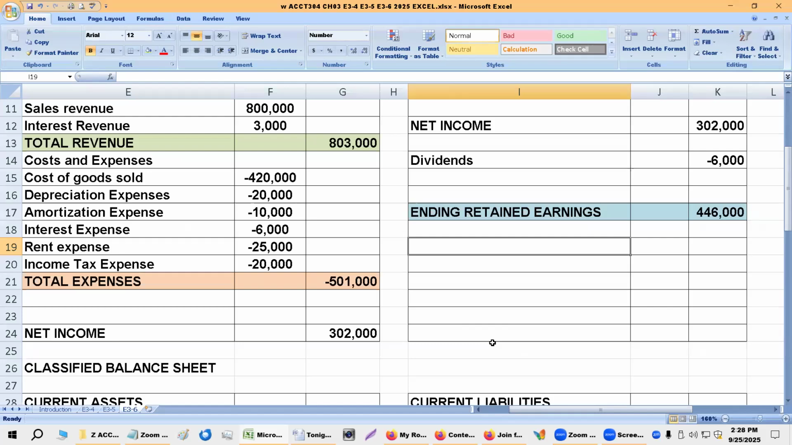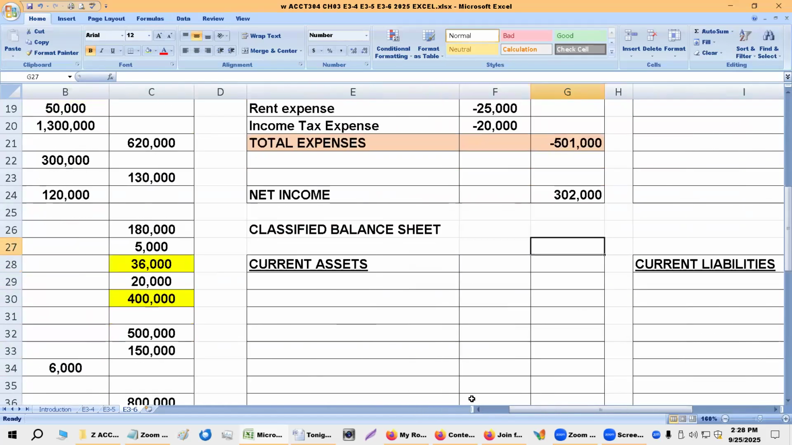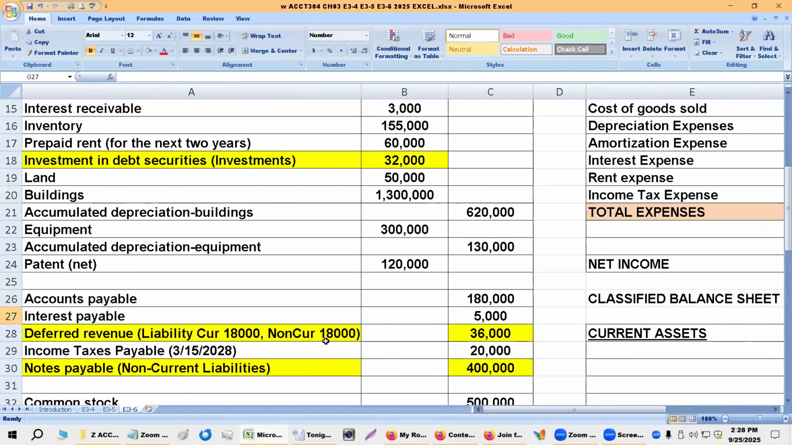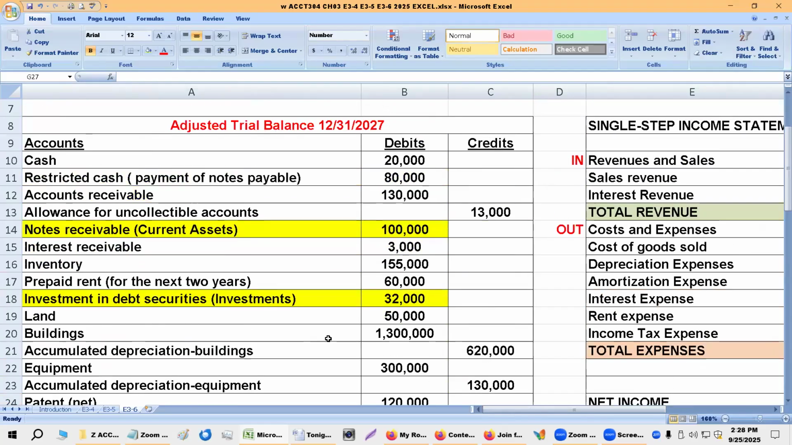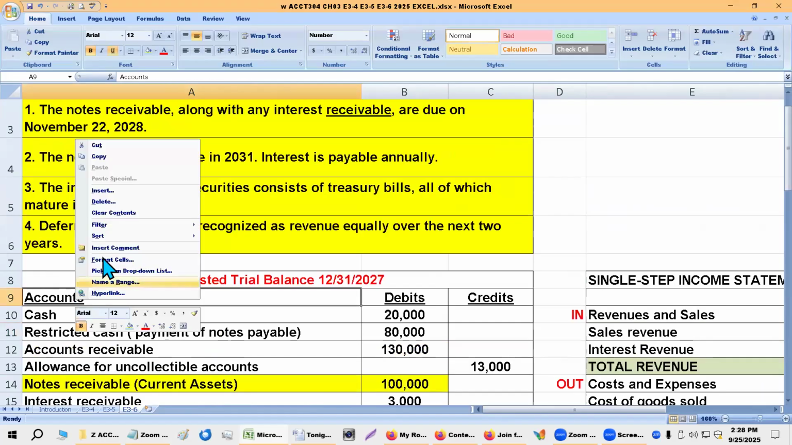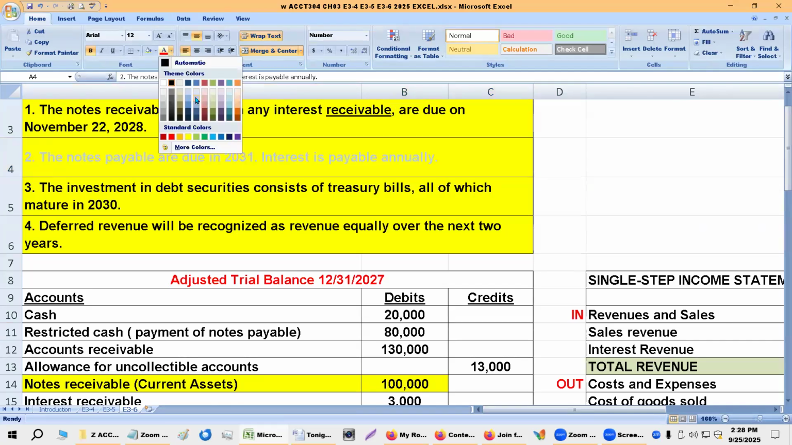Okay, let's go to what we really came here for. That's the balance sheet. All right. Let's take a look here. Restricted cash. Payment of notes payable. Okay, this goes back to notes payable. This notes payable is long term. I'm going to change the color so that we know it's different.